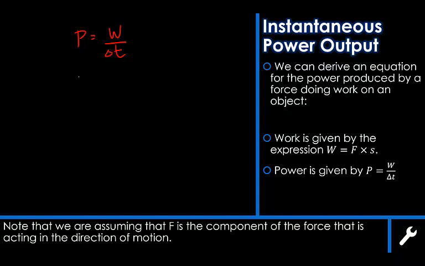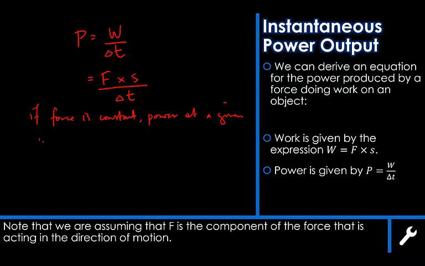and the work done is equal to the force times the displacement divided by the time taken. But if the force is constant, then the power at a given moment is force times s over t, which is force times velocity, or force times speed. So for objects that are moving, if we know the force applied and we know its speed at a given moment, then we can work out the power of that object.